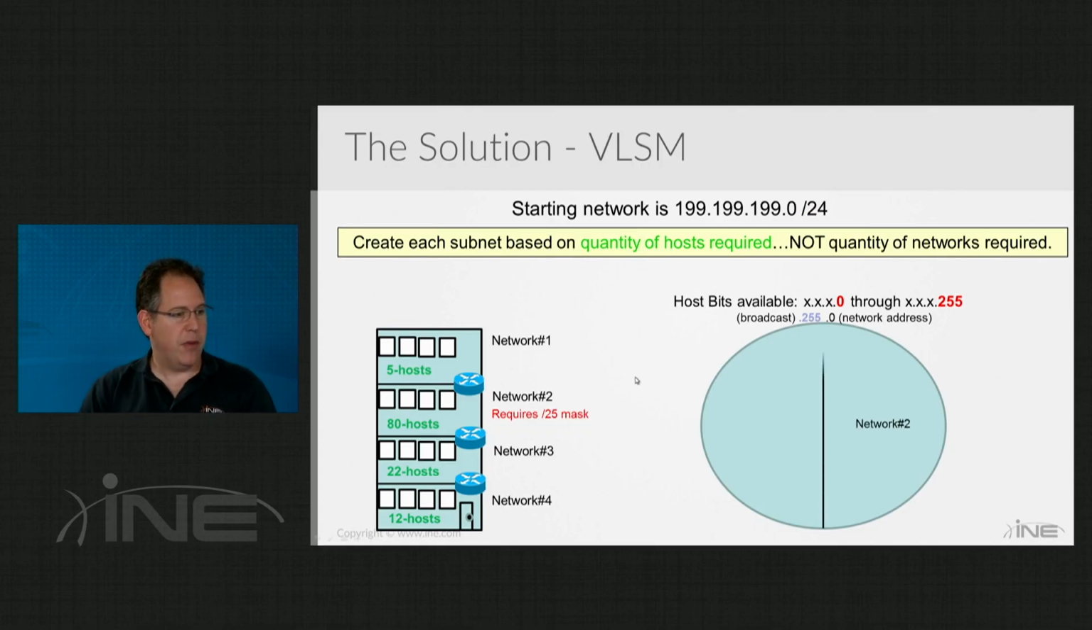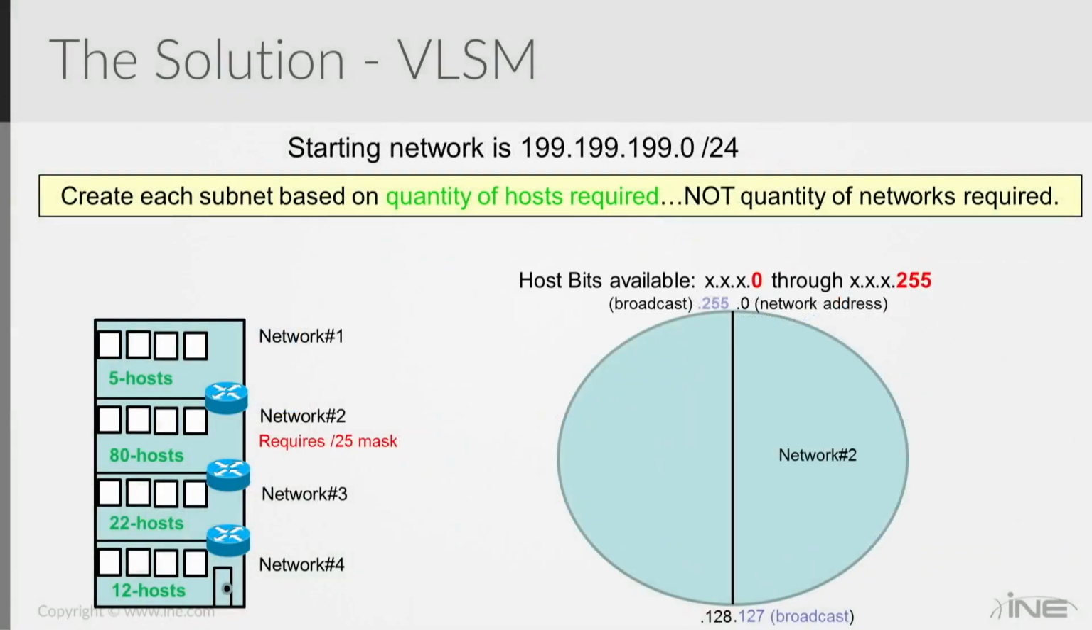So there we go. That's what I'm going to divvy up for network number 2, a /25. So .0 is going to be my network address. .127 is going to be my broadcast address, and then I'll have 126 hosts in the middle for use. I'll use 80 of them, and that gives me a little bit for future expansion. Okay, now we go to the next one.